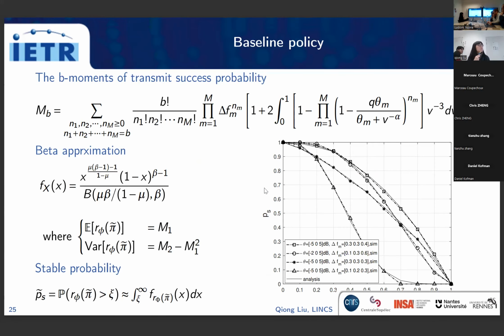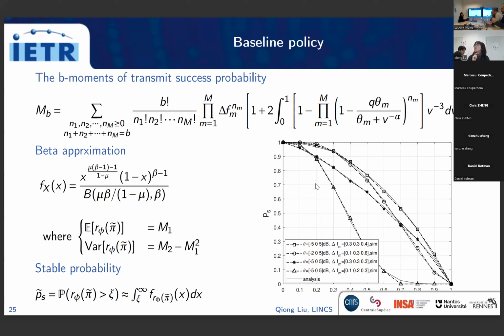So for the baseline policy, here we give the beta moments of the transmit success probability, and of course we can use the Bielecki-Fayette theorem again to get the stable probability, but the expression is too complex. So we introduce the beta approximation, using the first moment of the transmit success probability and the second moment to give the variance. After that, we have the PDF function to approximate the average transmit success probability and eventually give the stable probability here. And this expression is validated by the simulations.